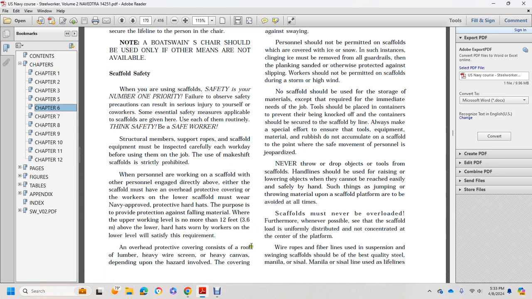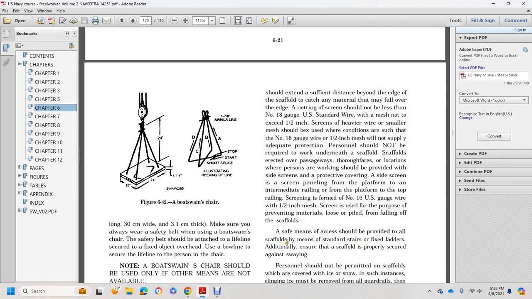Overhead protective covering consists of roof lumber, heavy wire screen, or heavy canvas, depending on the height involved. The covering should extend a sufficient distance beyond the edge of the scaffold to catch material that falls over the edge. The netting screen should not be less than number 18 gauge U.S. standard wire with a mesh not to exceed 1/2 inch. Heavier wire or smaller mesh should be used in such conditions as number 18 wire gauge for 1/2 inch wire mesh would not supply adequate protection.